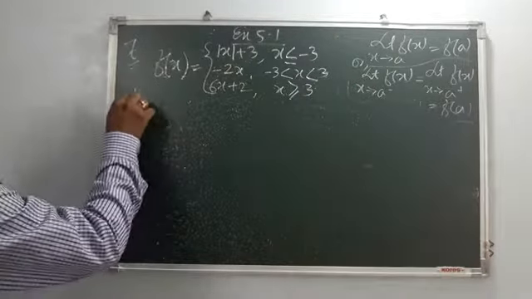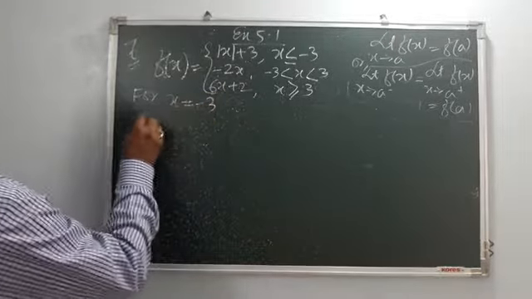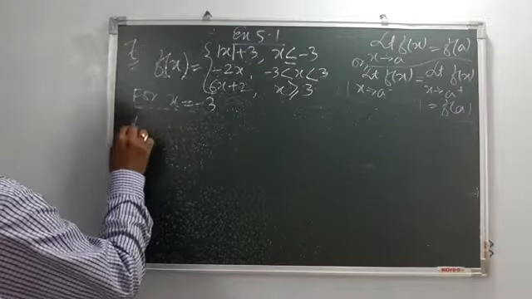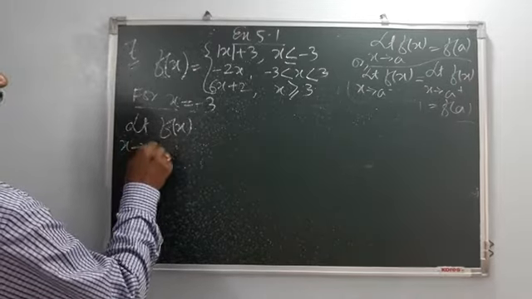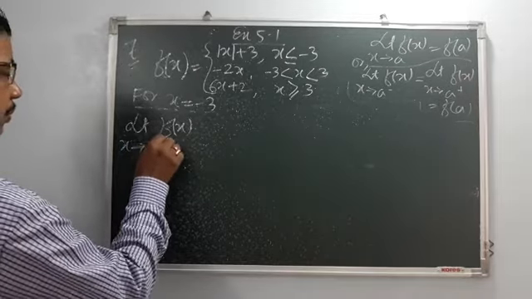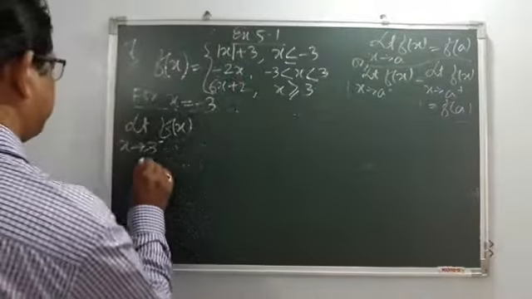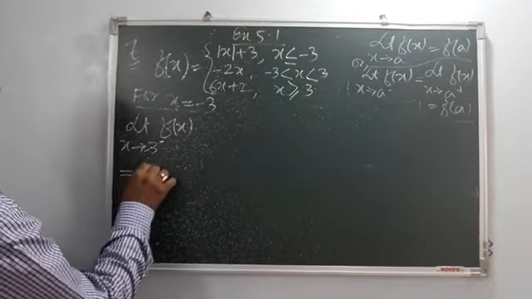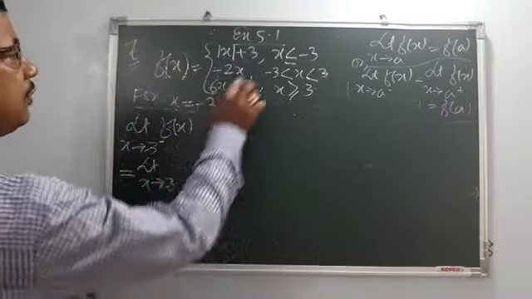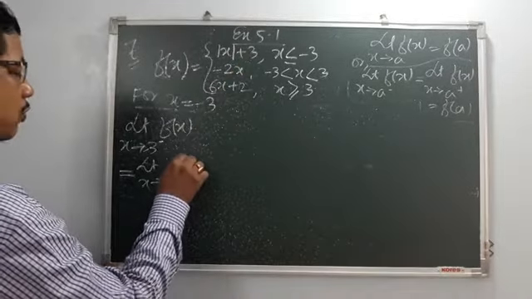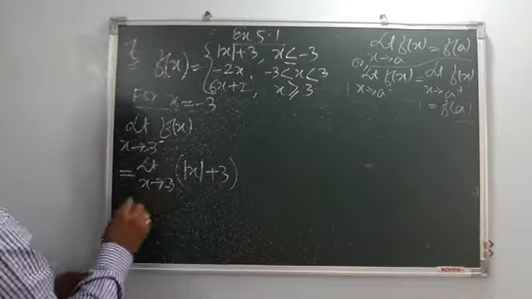So for x equal to minus 3, at that point we will check LHL, that is limit f(x) as x tends to minus 3 power minus. This means it is less than minus 3. This means as x tends to minus 3, f(x) will be this one, modulus x plus 3. This is our value of f(x).